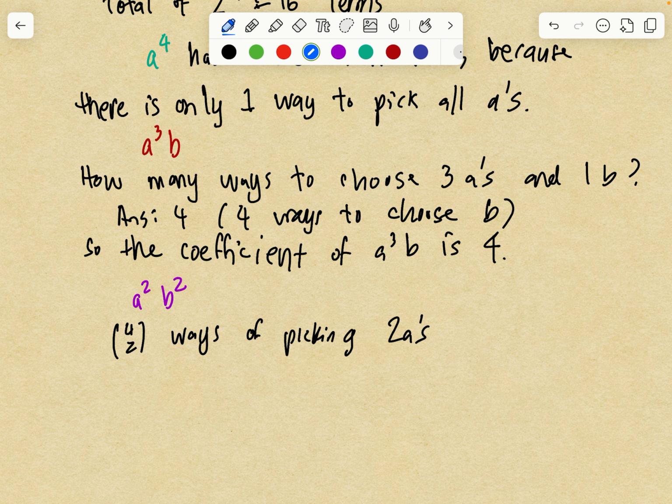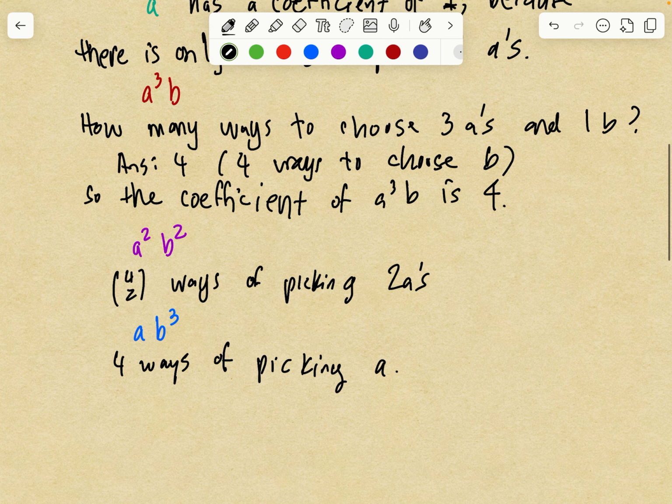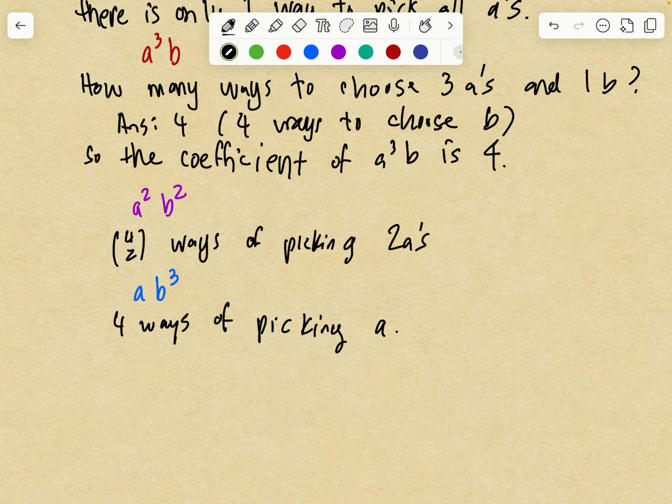And similarly, for a b cubed, that's the number of ways to pick 1 a and 3 b's, and so there are 4 ways of picking the a, right? Because it's one of the 4 factors. And then b to the 4th is going to have coefficient 1, right? Because there's one way of choosing all 4 b's, which is just to choose the 4 b's.